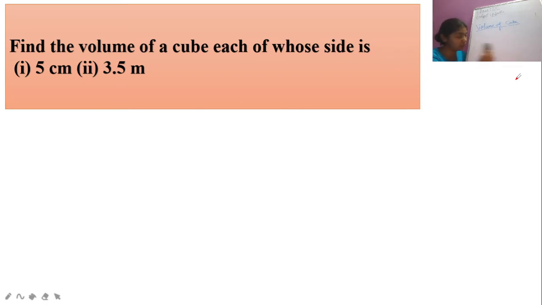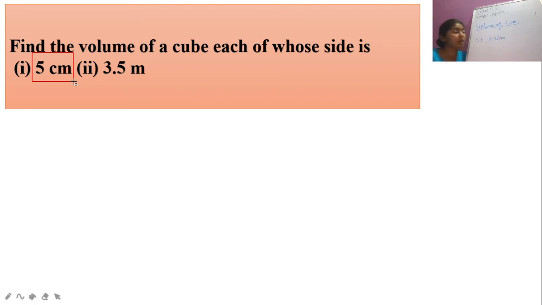What do we have next for you? You have to find the volume of a cube for each of whose sides is given to you. So the first side in front of your screen is 5 centimeters. So let's go with the first one, students. We have a side given for a cube, right? So let's say A equals 5 centimeters.